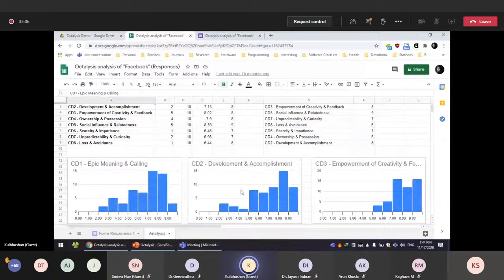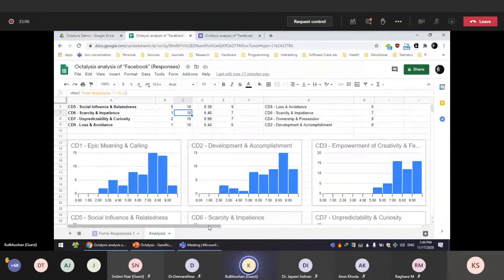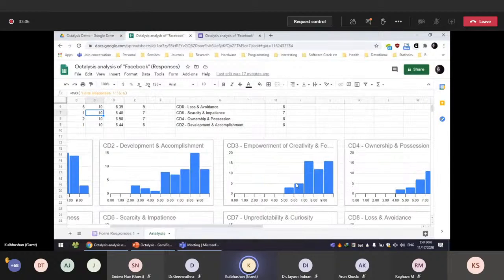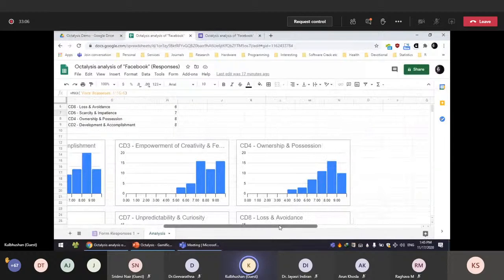For Creativity and Feedback, you can see again, it's a skewed distribution. Most of the people are feeling that engaging on Facebook is a creative process. You are right. With Ownership and Possession, again, you feel that we are owning some part of Facebook. Then Social Influence, again, you can see it's a highly skewed distribution. Most of the people have given the value of 10. So it has a higher impact.